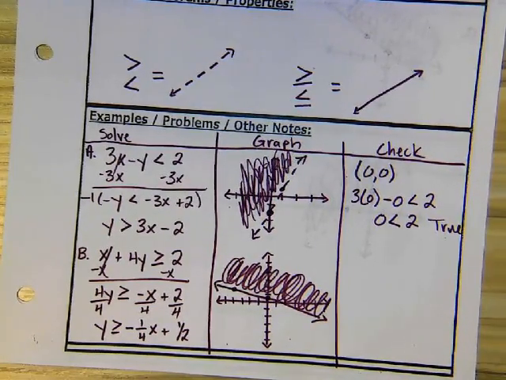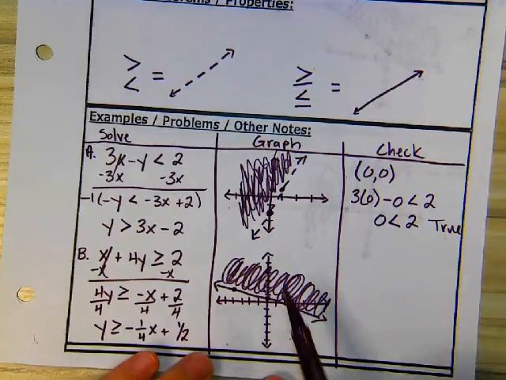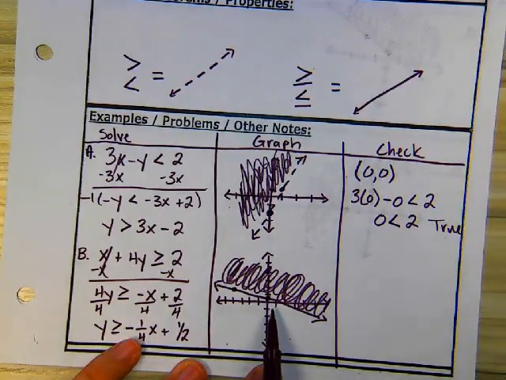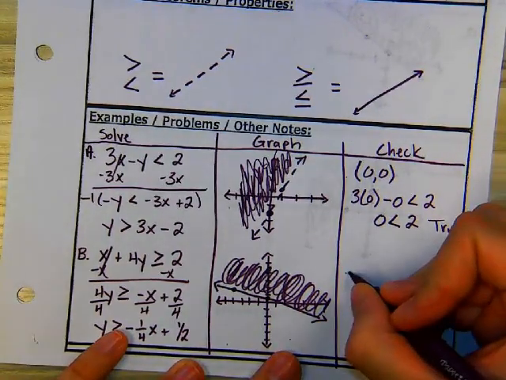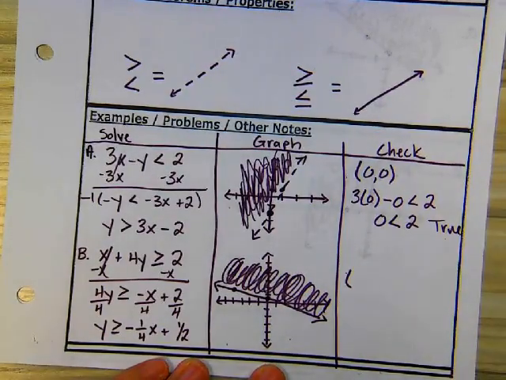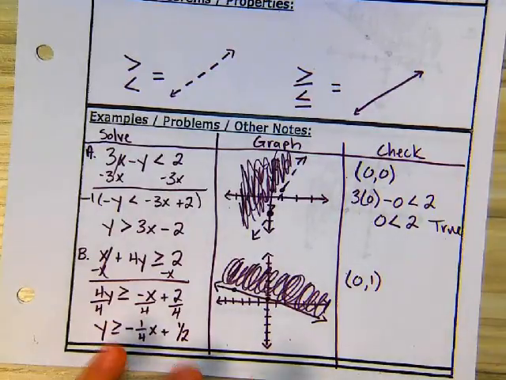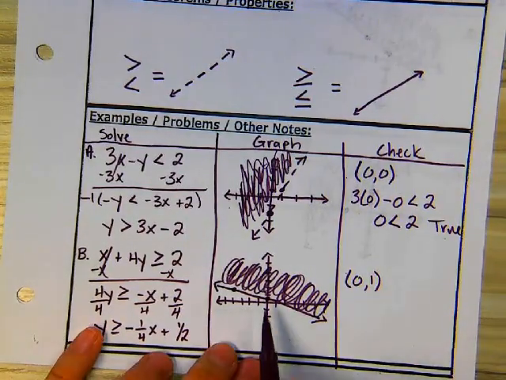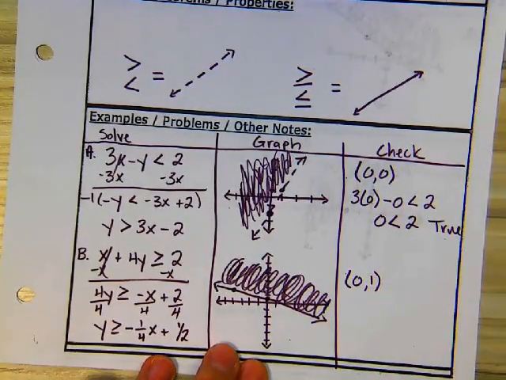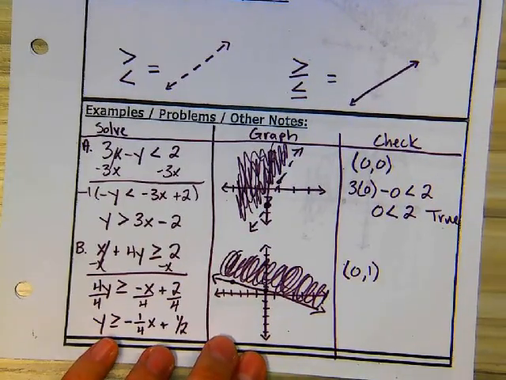Which means anything on the line or above is true. Again, we're going to check just to make sure. If we look, you can use any point within the shaded region. I'm going to use (0, 1), which would be like that point right there, just to make sure it's true.